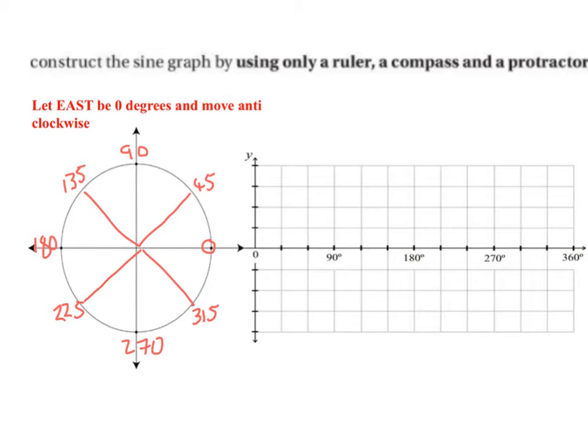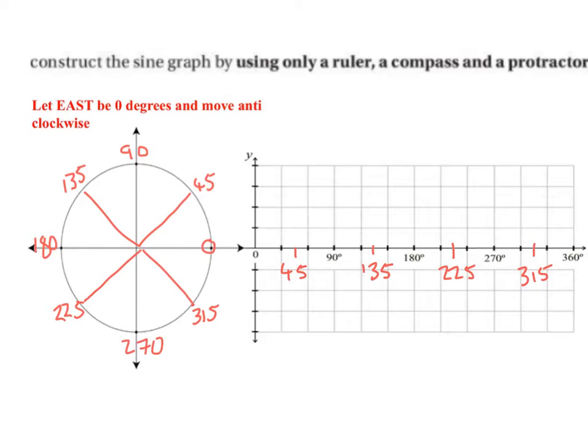If we have a look at our graph, we have 0, 90, 180, 270, and 360. So the midpoint between 0 and 90 will be 45 degrees. The midpoint between 90 and 180 will be 135. The midpoint between 180 and 270 will be 225. And the midpoint between 270 and 360 degrees will be 315 degrees.